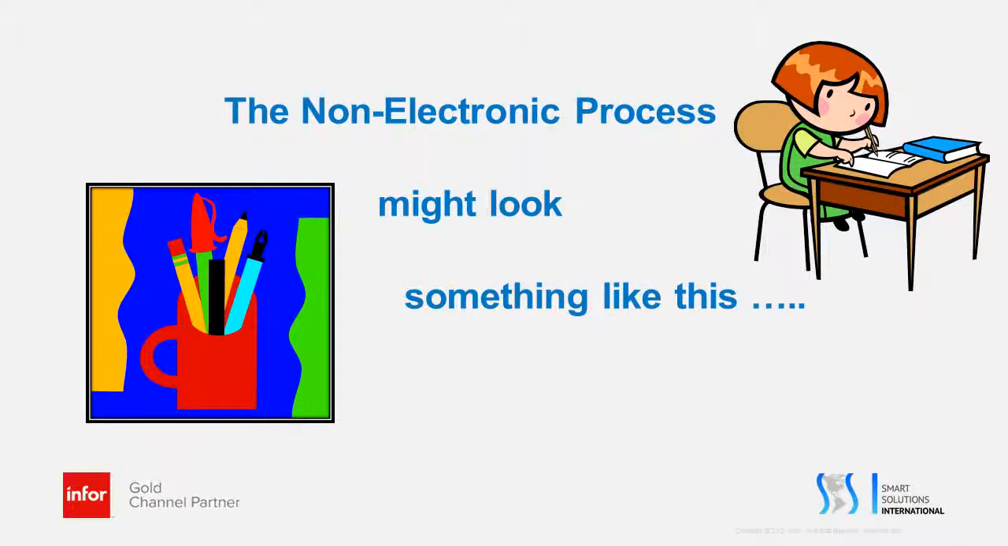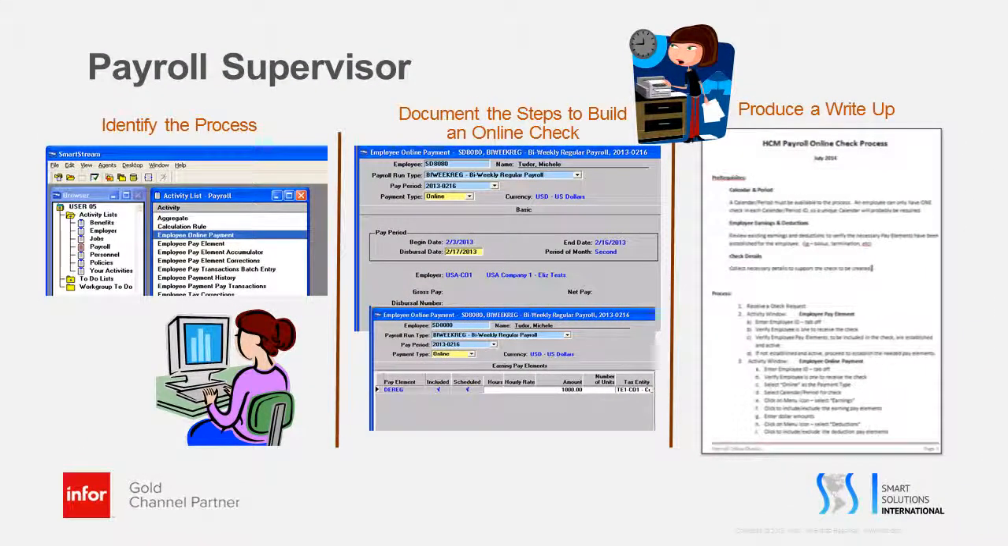The process to build the online check process might look something like this. First, the payroll supervisor would have to identify the functionality available to them. Then, research the development of a documented process by reviewing screens and functionality in association to their internal rules and regulations. Finally, the payroll supervisor would create a document for the process identifying screens, security, and steps.